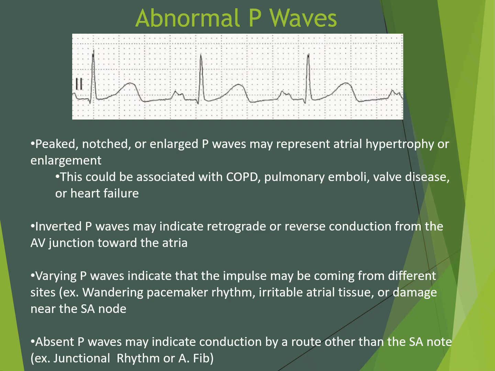So it might be a wandering pacemaker rhythm, the tissue of the atrium might be irritable, or there could be damage from around the SA node. Absent P waves may indicate conduction by a route other than the SA node if they are in a junctional rhythm, for example, or AFib. If there is more than one P wave before a QRS complex, this signifies a conduction disturbance such as a second or third degree heart block.